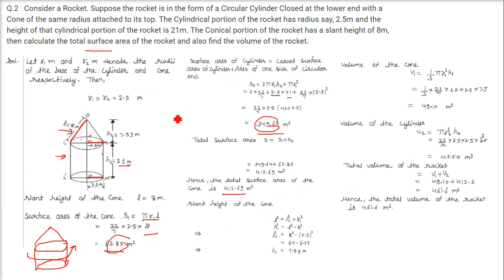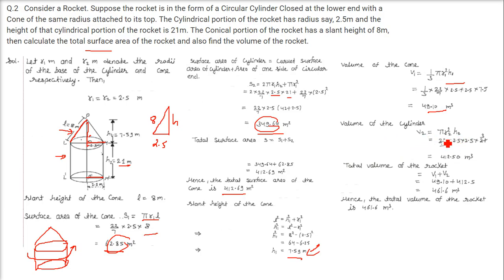Now for the height of the cone, let me take this triangle. This one is 8. This one is 2.5. So the height of the cone will be the square root of 8 square minus 2.5 whole square, that will be 7.59. What is the volume of this cone? 1 by 3 pi r square h. R we know is 2.5, height we just found out. So just multiply and 49.10 will come.